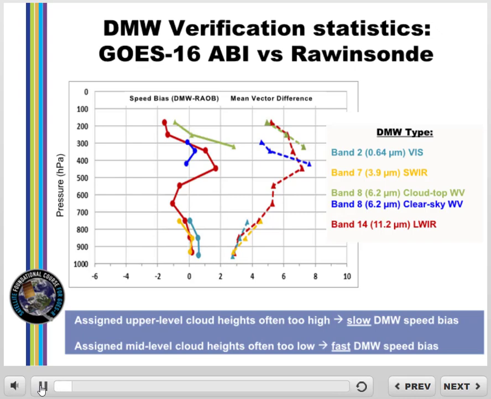Several studies have compared derived motion winds to co-located Rawinsondes, aircraft data, and model winds to compute verification statistics. That comparison is ongoing. This figure compares derived motion winds and Rawinsonde data. There is an overall slow speed bias at upper levels, around 200 hectopascals, because height assignments at that level are often too high. And there's an overall fast speed bias at mid-levels because height assignments there are often too low. Experimental updates to gross error checking and a new version of the GO16 cloud top height algorithm have been evaluated, and those helped the speed bias issues. These changes were implemented operationally during the summer of 2018.